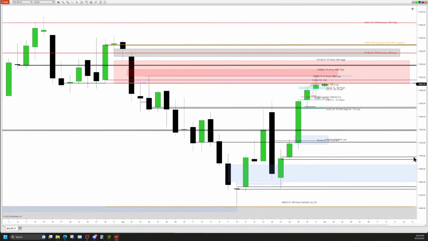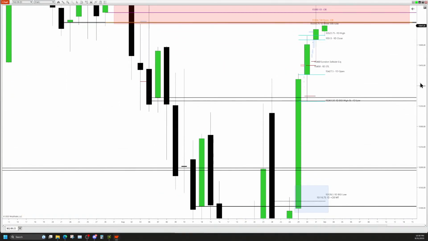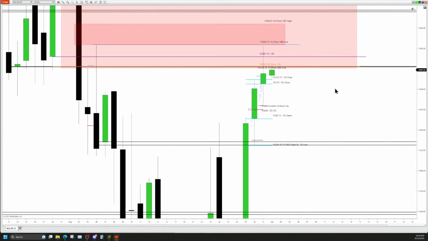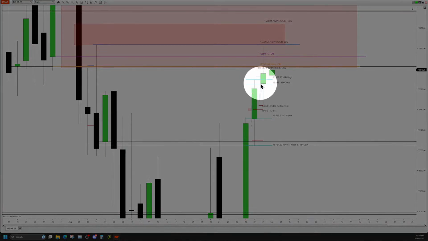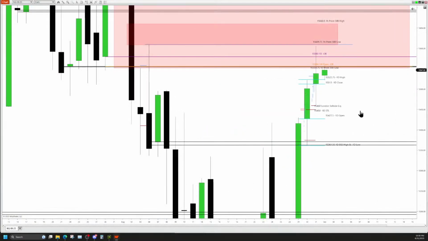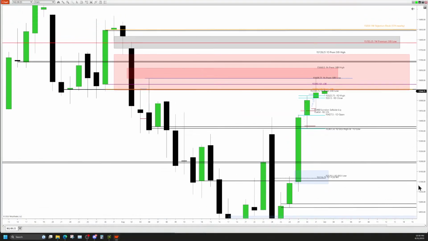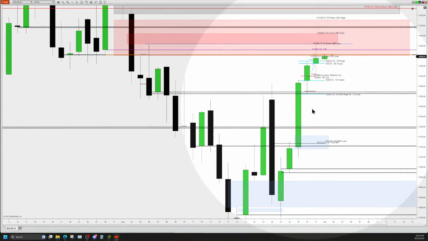Let's make this a little bit taller. It'll be easier to see. So you can see here, we've got a volume imbalance immediately below here on the daily. Another one here, a fair value gap. And further below that, an even bigger fair value gap right here.